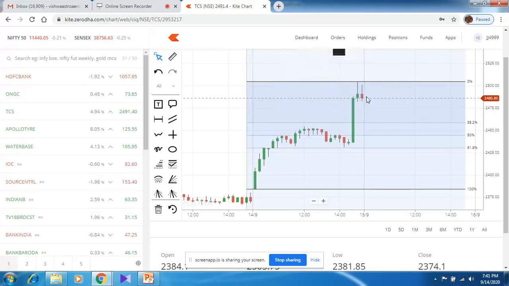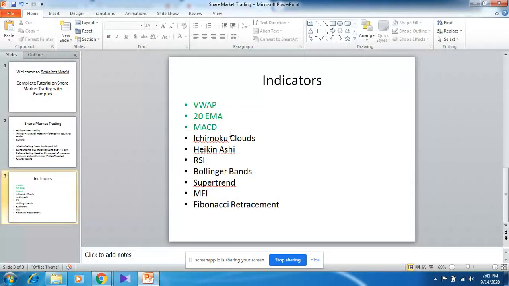Now the same thing can also be traced when the market is bearish. When the market is bearish also, Fibonacci holds good. So this is one of the best indicators that I would recommend once you are expert in all of these basic indicators. Whichever indicator you are comfortable with, go with those only. Once you master them, then only move on to the other indicators.